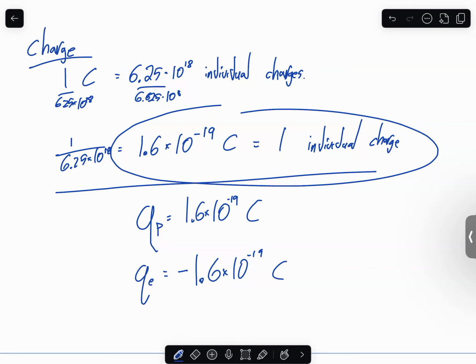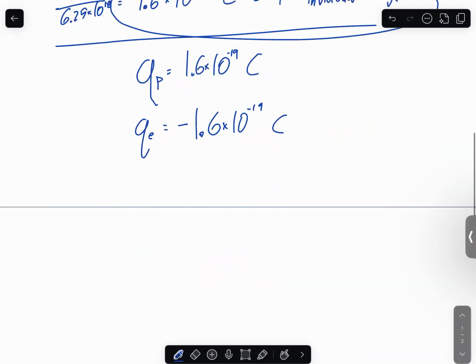So far, so good? Do you remember, let me get a show of hands, do you remember coulombs? We didn't do much of charge in the last chapter. Okay, well, it's coming back with a vengeance. Oh, come on. It's just counting.